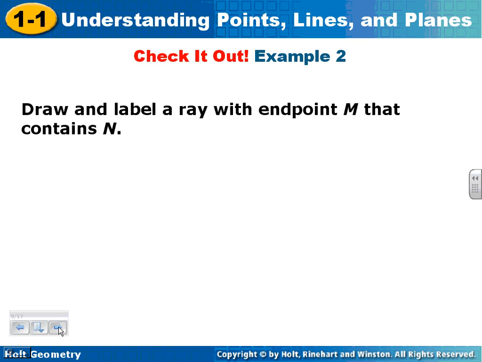Next slide. Check it out. Example 2. Draw and label a ray with endpoint M that contains N. So a ray with endpoint M that contains N would have to be something like this. Don't forget your N on there. Endpoint M contains N. Notice there's just one arrow on a ray. Let's keep moving.